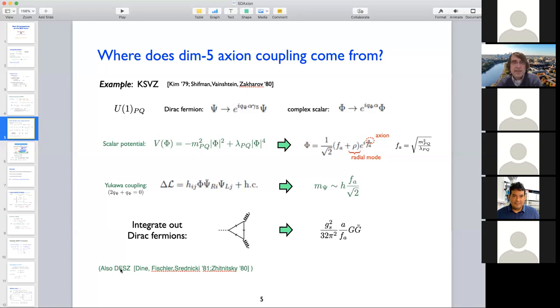Now, there also is another version where you don't introduce new colored fermions. You extend the Higgs sector, and you have an extended Higgs doublet, a 2 Higgs doublet model, plus a complex scalar. And that can also do the job as well. That's referred to as the DFSZ model, which appeared around the same time. But those are the 2 kinds of UV completions of the dimension 5 coupling.